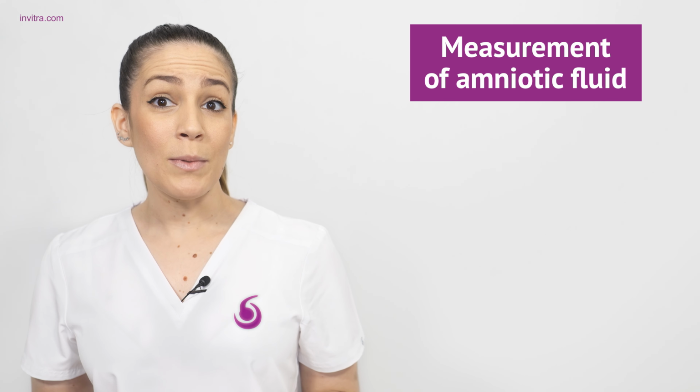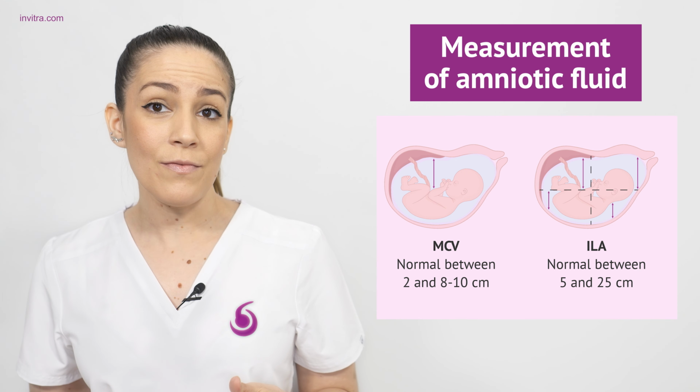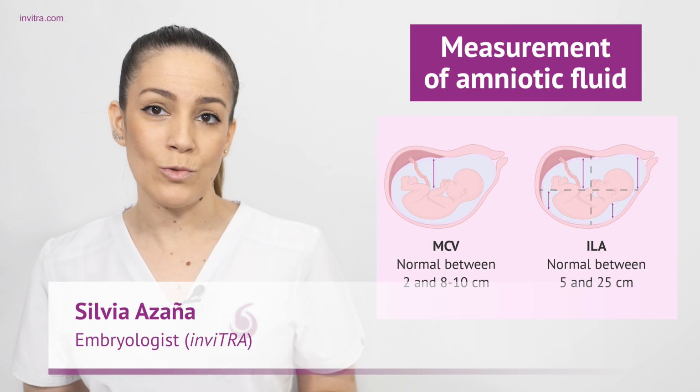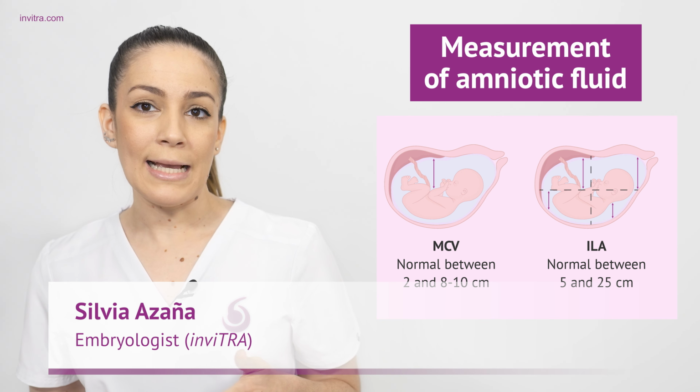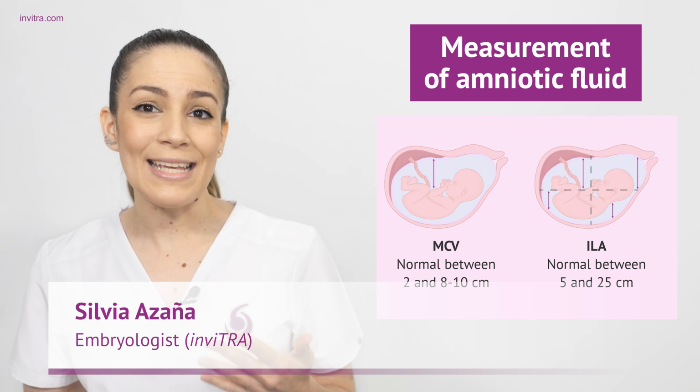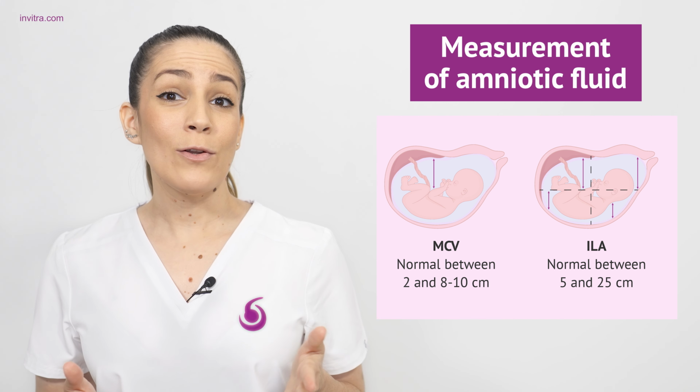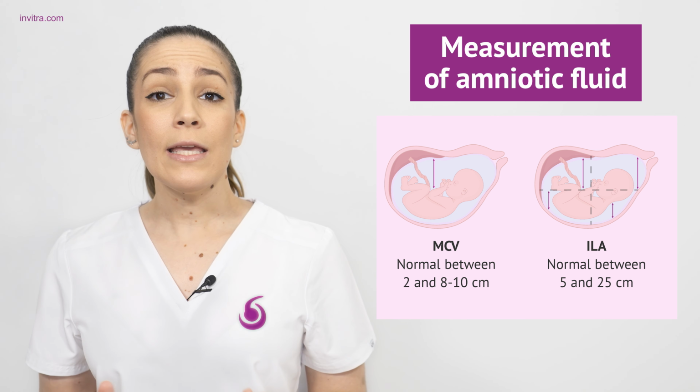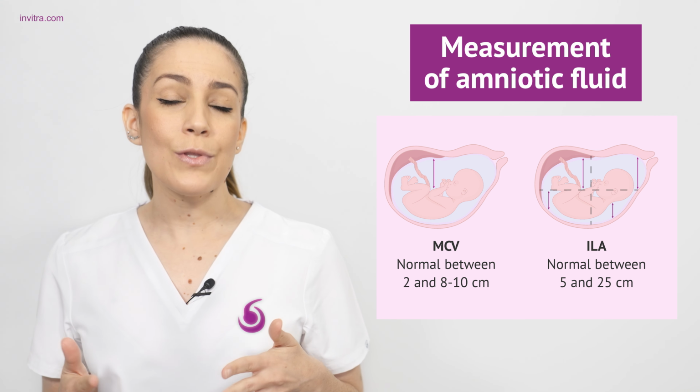The quantity of amniotic fluid is evaluated via ultrasound employing one of these two techniques: maximum vertical column. The maximum vertical column of the amniotic fluid is assessed and quantified. Normal values are considered to be between 2 and 8 to 10 centimeters depending on gestational age.